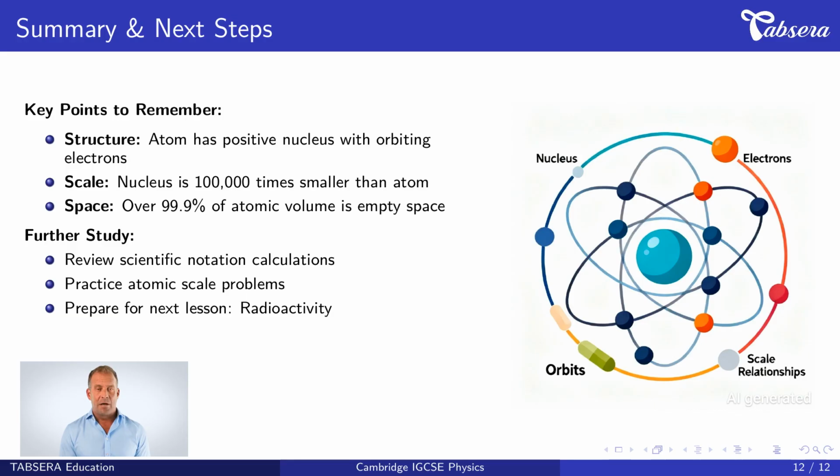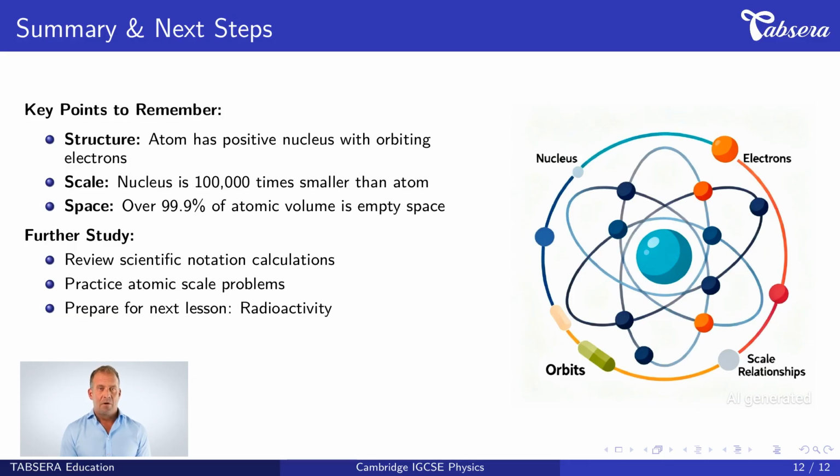Second, scale relationships show the nucleus is 100,000 times smaller than the atom. This incredible size difference means atomic dimensions span from 10 to the power minus 15 meters for nuclei to 10 to the power minus 10 meters for whole atoms. Third, over 99.9% of atomic volume is empty space. This counterintuitive fact reveals that matter is mostly vacuum with particles occupying tiny fractions of total volume.